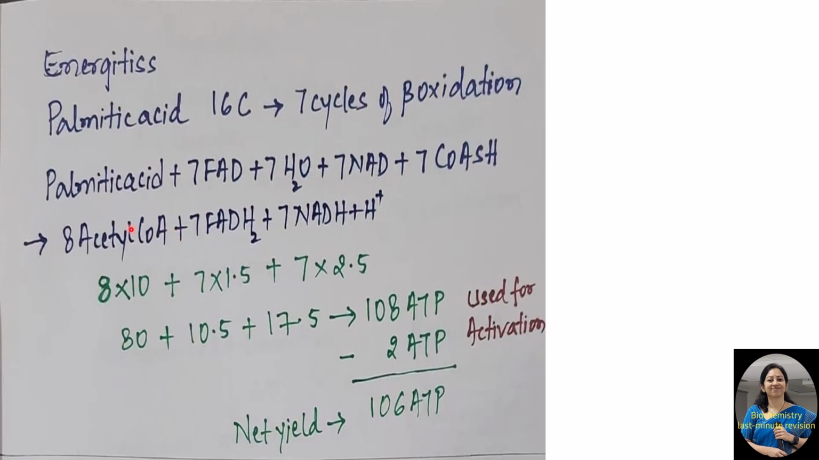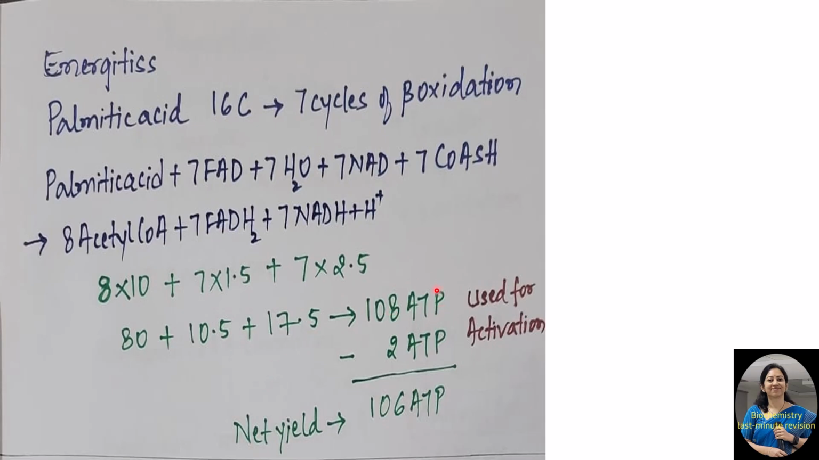So what will be the products? What are the products that are formed here? 8 acetyl CoA plus 7 FADH2 and 7 NADH plus 7 H plus. So 8 acetyl CoA when it enters TCA cycle, it generates 10 ATP each. 7 FADH2, each FADH2 generates 1.5 ATP. So 7 FADH2 generates 10.5 ATP, and 7 NADH when they enter into ETC, each NADH generates 2.5, 7 into 2.5, 17.5. So 8 acetyl CoA generates 80 ATP, 7 FADH2 generates 10.5 ATP, and 7 NADH generates 17.5 ATP.